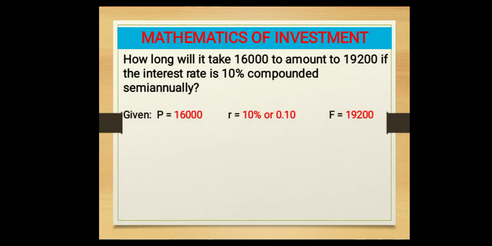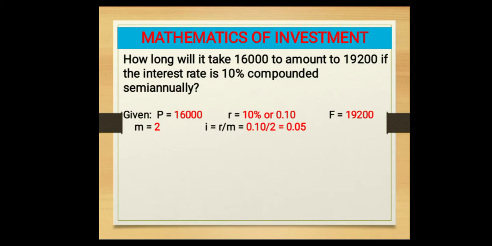Okay, so we have the given. Principal is 16,000. R is equal to 10% or 0.10. And we have the final amount of 19,200. Okay? And since it is compounded semi-annually, therefore, M equals 2. And to determine the I, that is equivalent to R over M, that is 0.10 divided by 2, that is equal to 0.05. So we have a complete given.